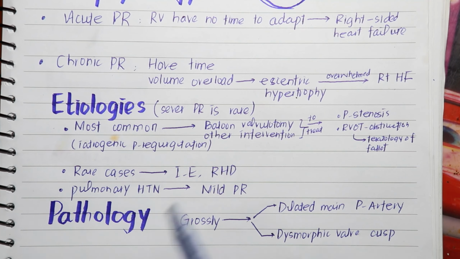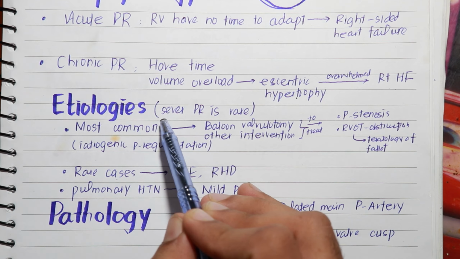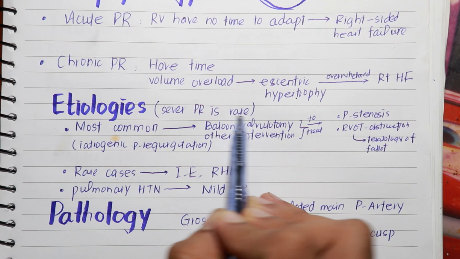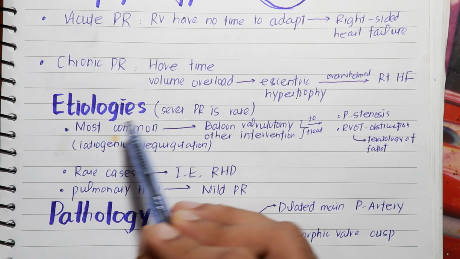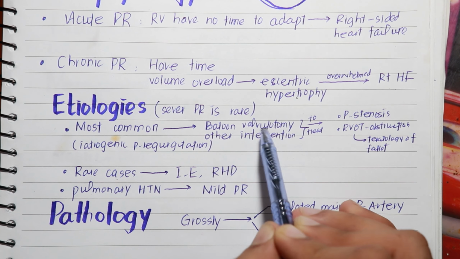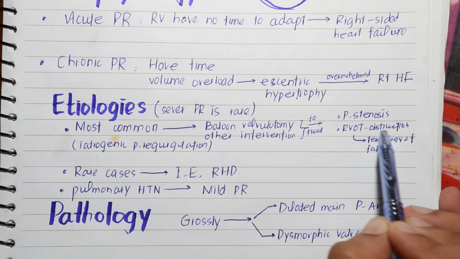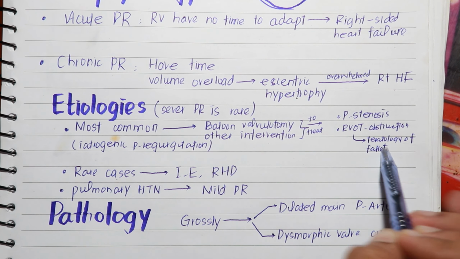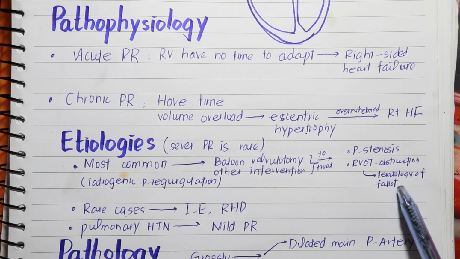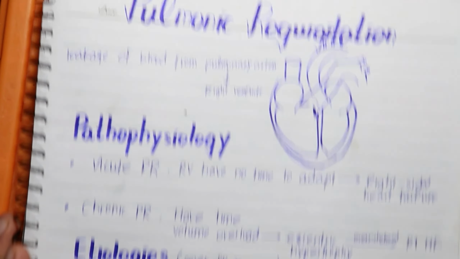And now come to the etiologies. Etiology means causes. What are the causes of pulmonic regurgitation? Normally, severe pulmonic regurgitation is rare. The topic we are studying now is a very rare topic. But the most common cause of pulmonic regurgitation is balloon valvulotomy or other intervention to treat pulmonic stenosis, or right ventricular outflow obstruction due to tetralogy of Fallot. These are diseases. Suppose a patient is having pulmonic stenosis or tetralogy of Fallot. This is a disease. In this disease, the right ventricular outflow is obstructed.